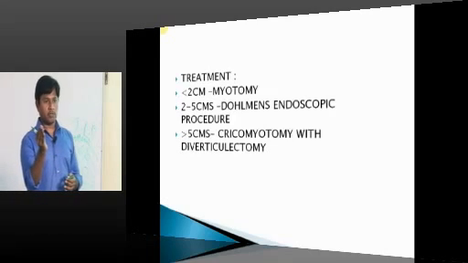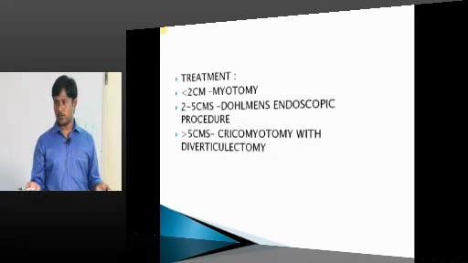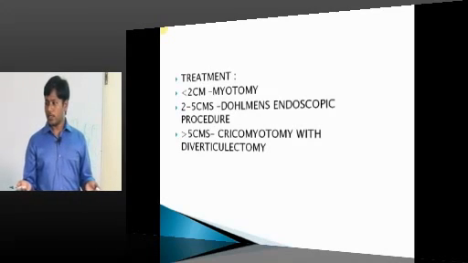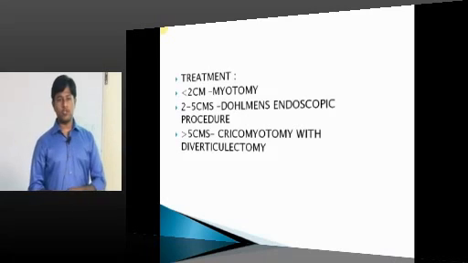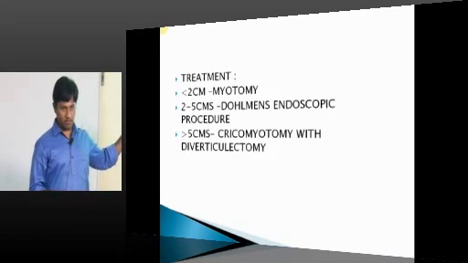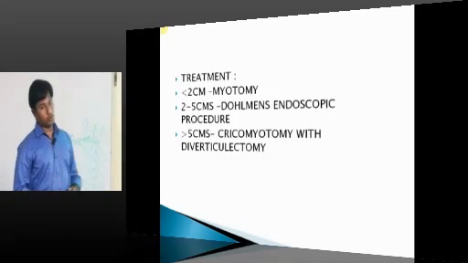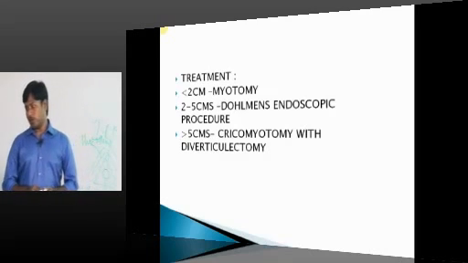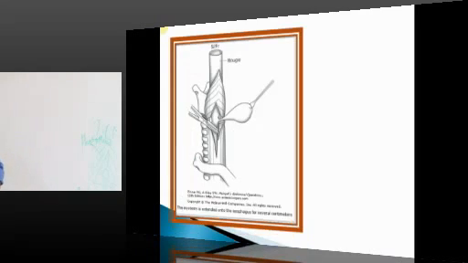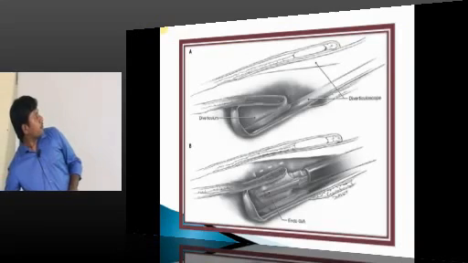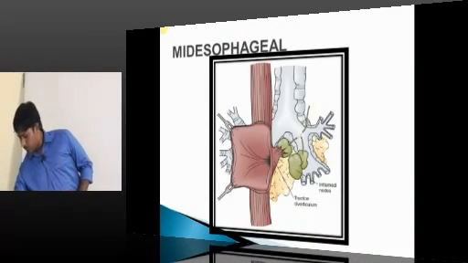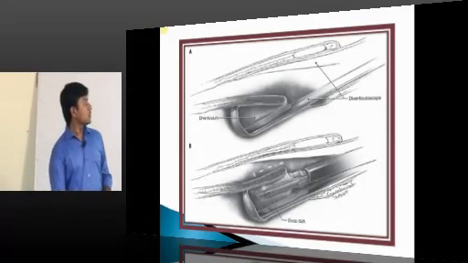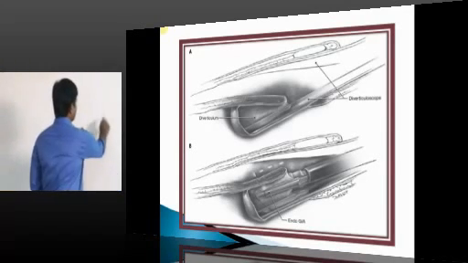If at all a small diverticulum is present, it goes back to normal position. Okay. Remove the cause. It is treated. That is less than 2 centimeters. You do just a myotomy. That's enough. If at all it is 2 to 5 centimeters, even though you give a cut, it is not treated. Then what do you have to do? You have to do an endoscopic Dolman's procedure.